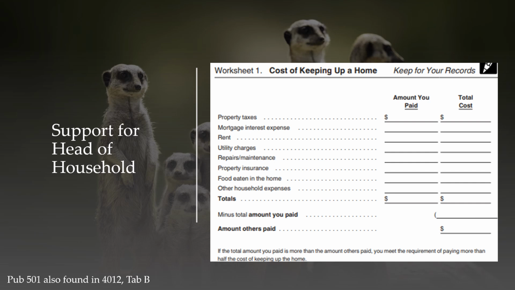And then there's a column for the amount that our taxpayer paid, and then of course a column for the total cost. And then down below that, you have a comparison of how much the taxpayer paid to the amount that others paid to help you determine whether or not the taxpayer contributed more than 50% of that support in order to qualify to file as head of household.